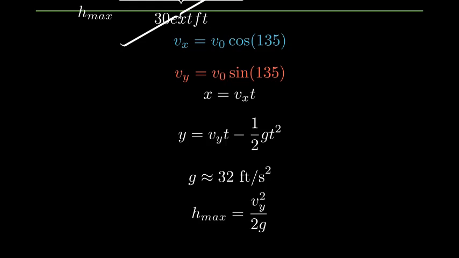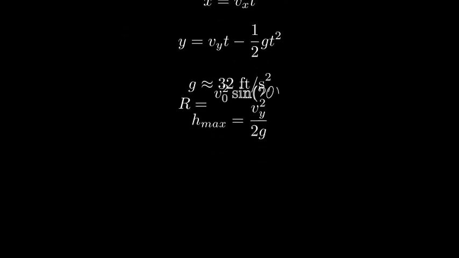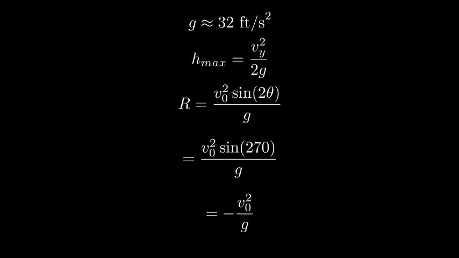With the water reaching 30 feet horizontally, we can work backwards to find the initial velocity and then calculate the maximum height. The range of 30 feet is determined by the equation R equals V0 squared times sine of 2 theta divided by g, where theta is the angle with the horizontal. For 135 degrees, sine of 2 theta is -1, which explains why the water travels in the opposite direction.